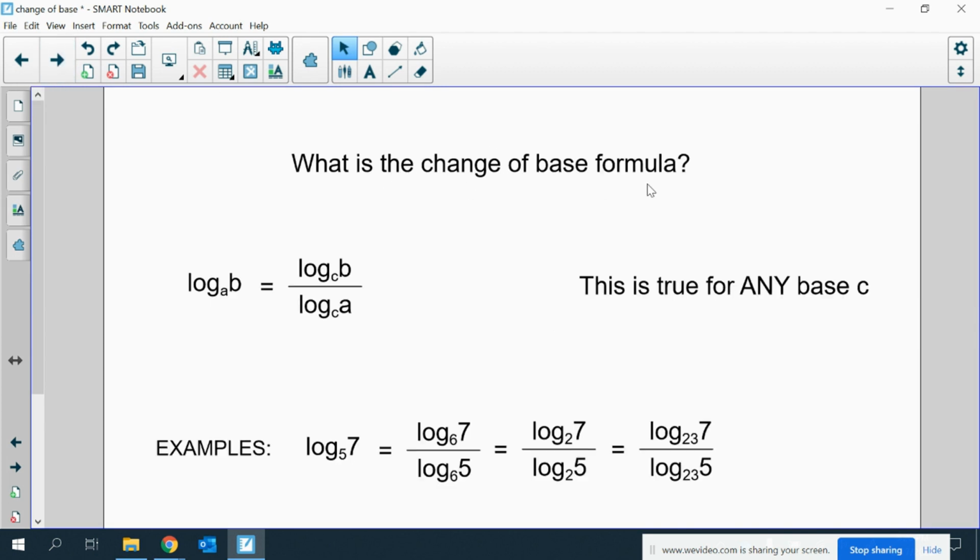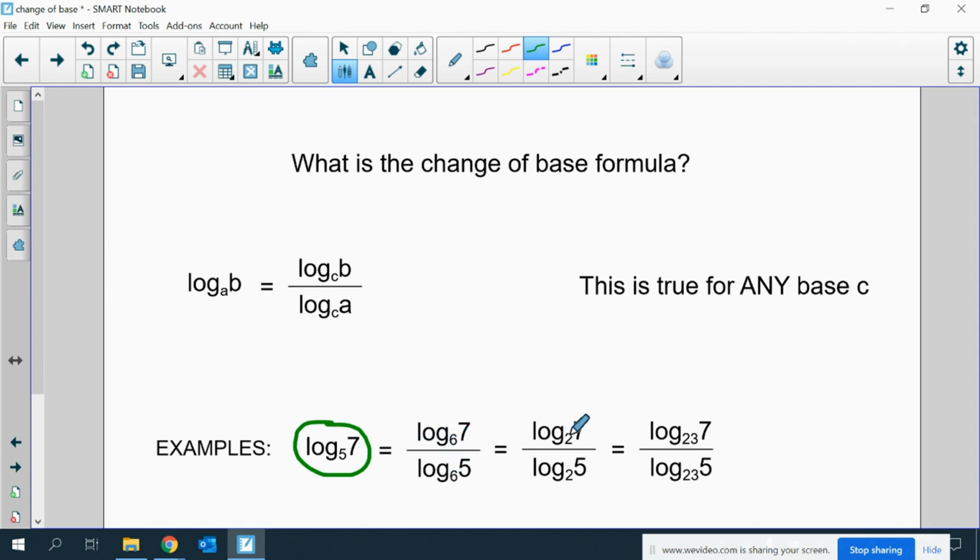So what is the change of base formula? Well, we already talked about it at the beginning, but log base a of b is equal to log base c of b over log base c of a. So that's true for any type of c. So I just have a random example at the bottom. Log base 5 of 7. I can rewrite it as log of 7 over log of 5 in whatever bases I want.